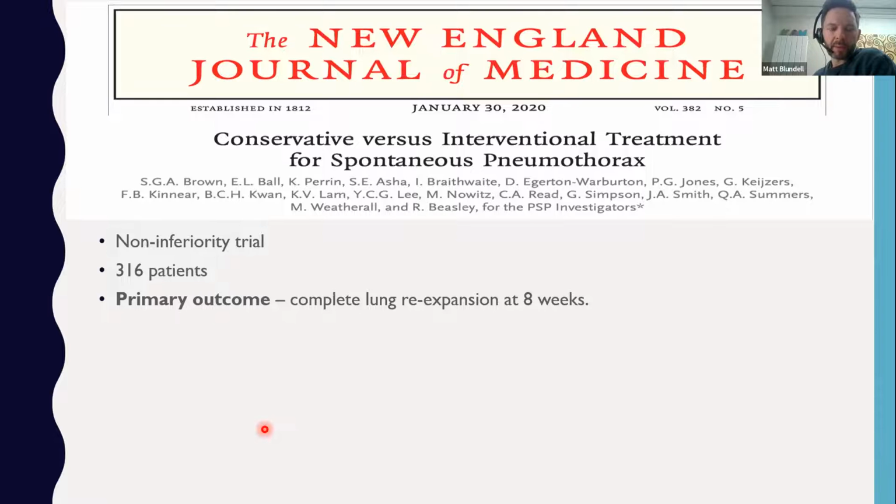So this is a randomized controlled trial of 316 patients based in about 30 different Australian hospitals, and they randomized half the patients to receive standard of care, which was, so these are patients with large pneumothoraces that would traditionally get a chest drain. So half of them got a chest drain, and then half of them were just treated conservatively. If they came into the emergency department, they were observed for 4 hours, and as long as they weren't desaturating, as long as they weren't very symptomatic, they were allowed to go home. And then they were followed up for the next 8 weeks to see if there was complete lung re-expansion.